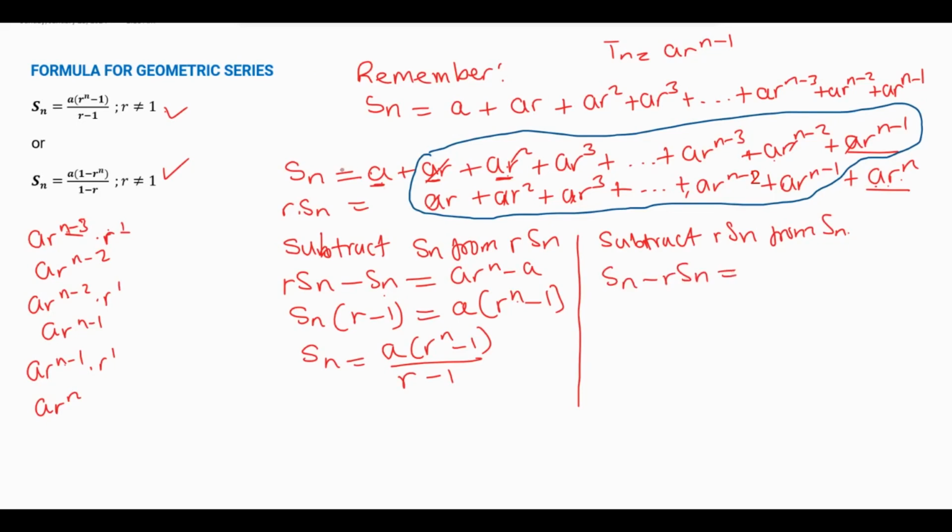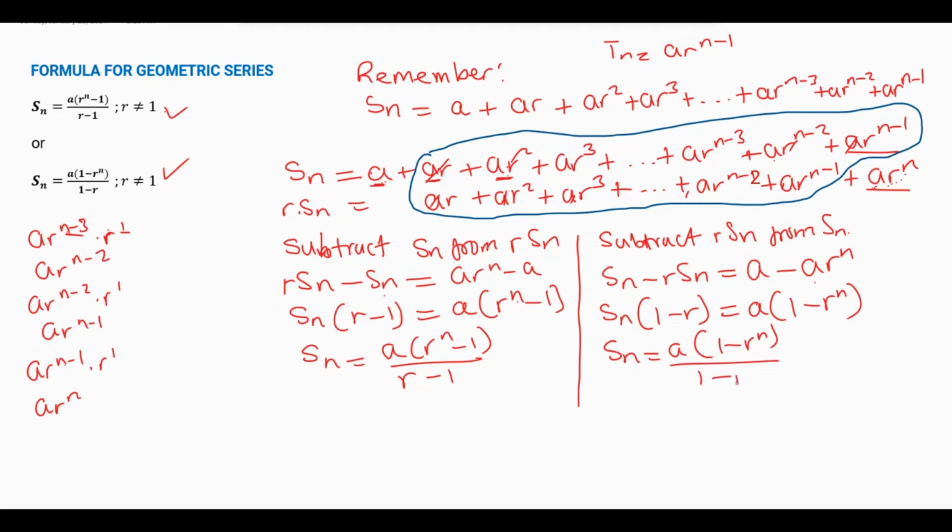Then the second one: subtract r Sn from Sn. So we're saying Sn minus r Sn. So it's going to be a minus a times r to the power n. Then what's common here? Sn. So we say Sn, and then we're going to have 1 minus r. Then what's common here is a, and then 1 minus r to the power n. Right, then what do we do? Divide by 1 minus r on both sides of the equation. Sn is equal to a, 1 minus r to the power n, over 1 minus r.